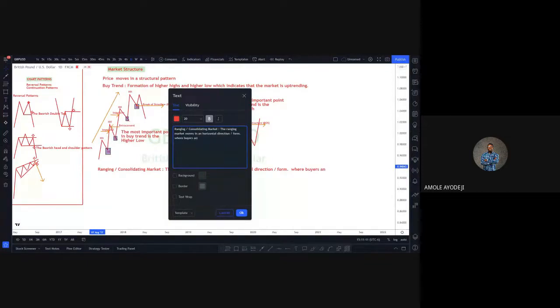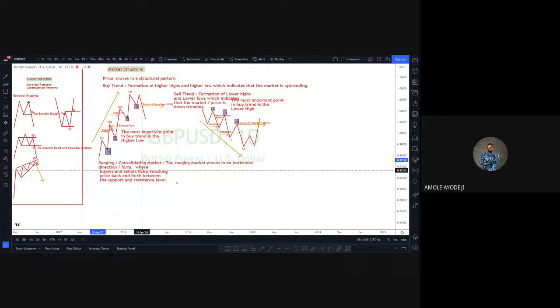Where buyers and sellers keep knocking price back and forth between the support and the resistance level. That's a ranging market, guys. That's a ranging market.